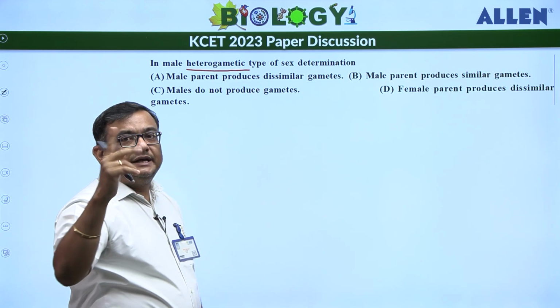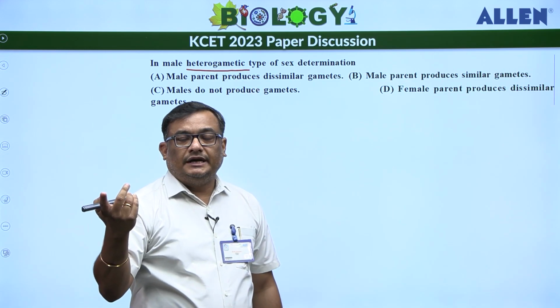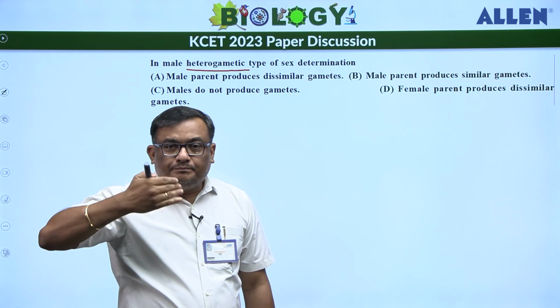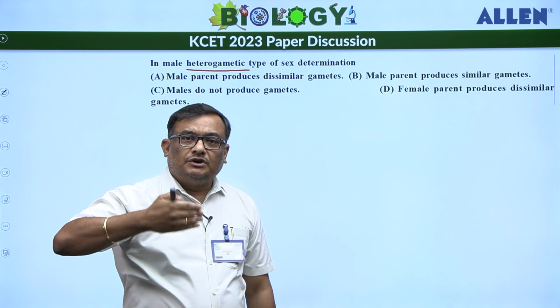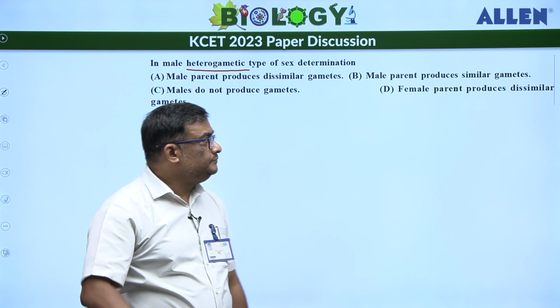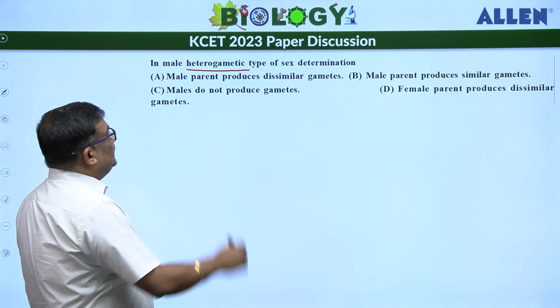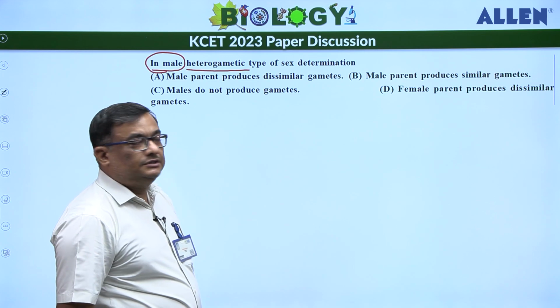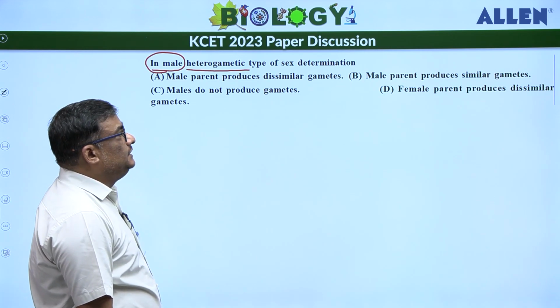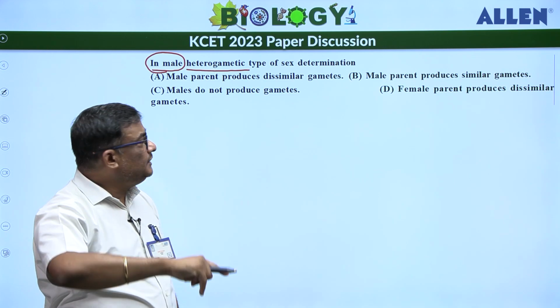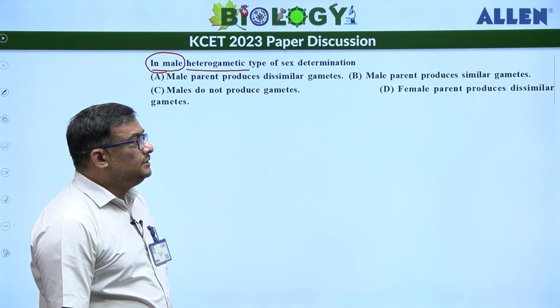give you two different types of gamete. Heterogametic. What does homogametic mean? Homogametic means the organism or the species is going to give rise to just one type of gamete. Male produces, and we are talking with respect to male heterogametic conditions. So male parent produces dissimilar gametes. You can conclude from my first statement which I gave you. Male parents produce similar gamete.